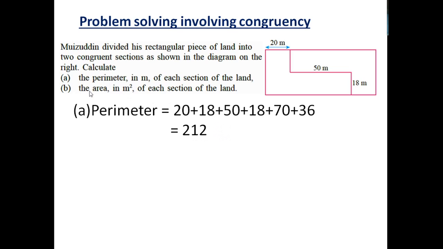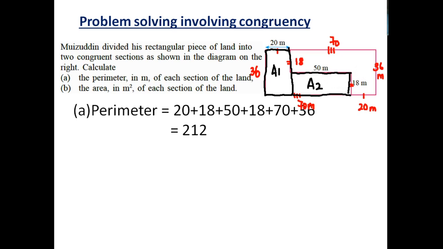And then we see part B. Calculate the area in meters square of each section of the land. It wants the area of the L shape. So for the area of the L shape, we can divide it into two parts. Okay, so we have to divide it into two parts here. So this part I will show as area 1, A1. And then this part, I will show as area 2.